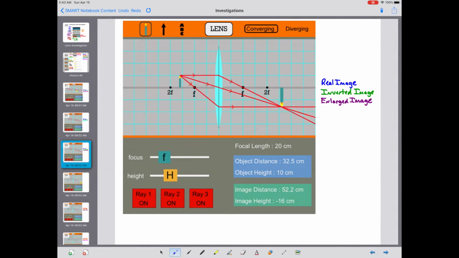When we move the object between 2F and F, now our image continues to move out farther. Previously it was at 2F, now it's way past 2F, all the way out there at 52.2 centimeters, and it's progressively getting larger, but all of these images so far were inverted and they're all real.